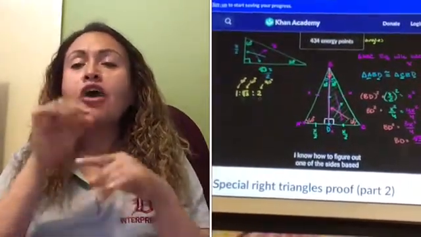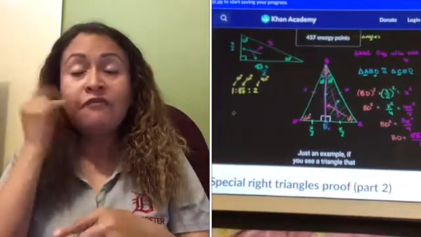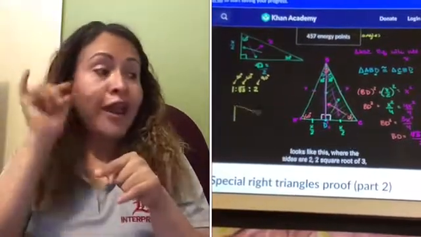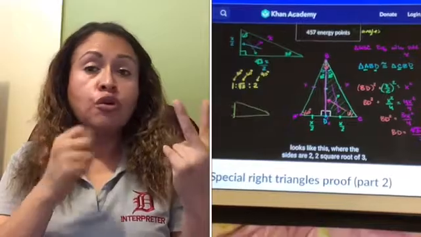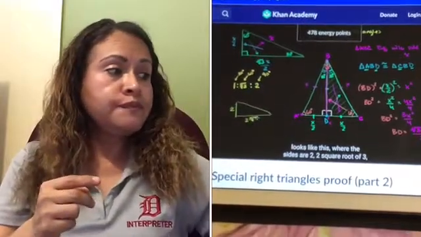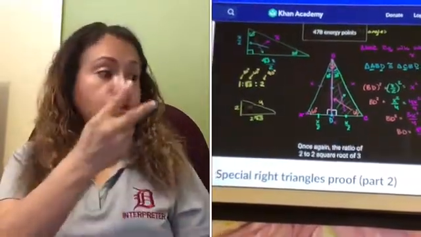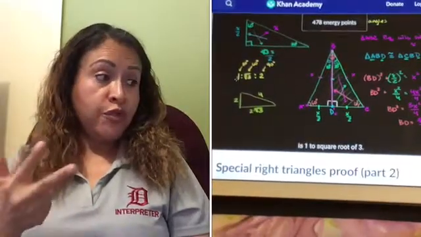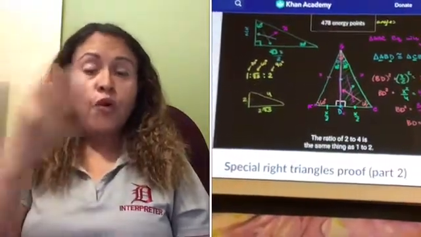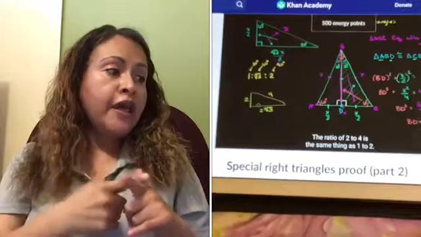Just as an example, if you see a triangle that looks like this, where the sides are 2, 2 square roots of 3, and 4. Once again, the ratio of 2 to 2 square roots of 3 is 1 to square root of 3. The ratio of 2 to 4 is the same thing as 1 to 2. This right here must be a 30, 60, 90 triangle.